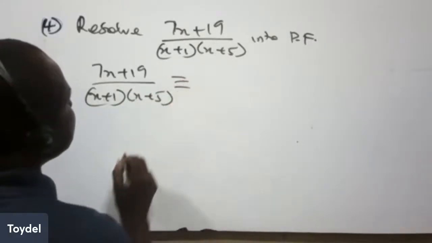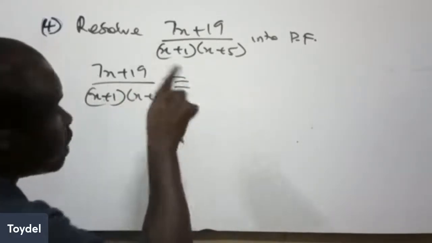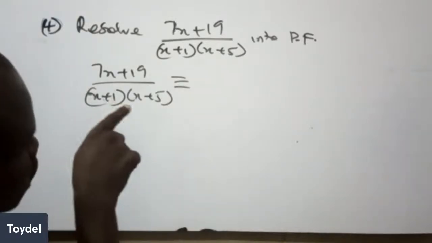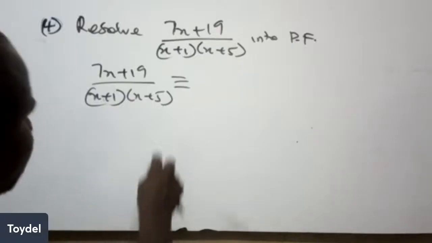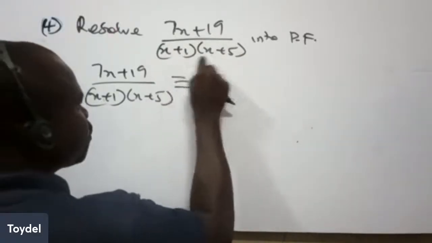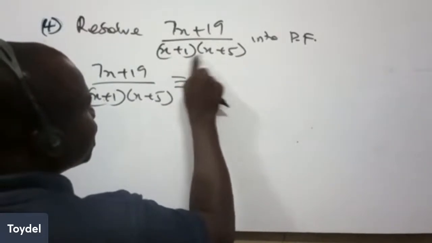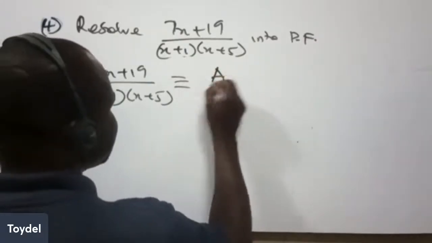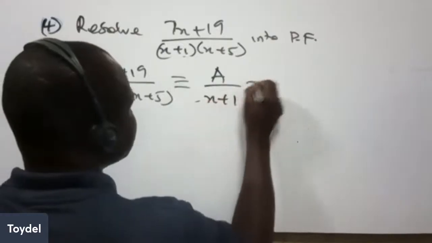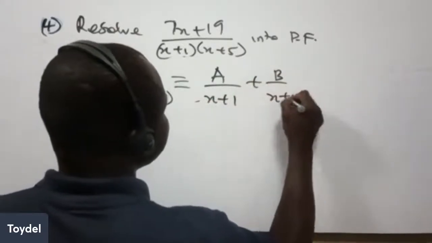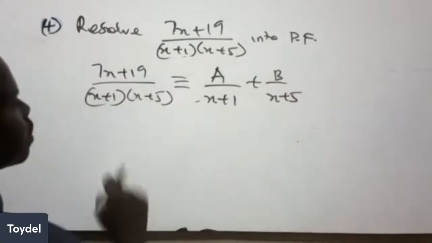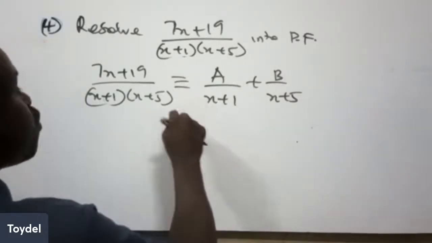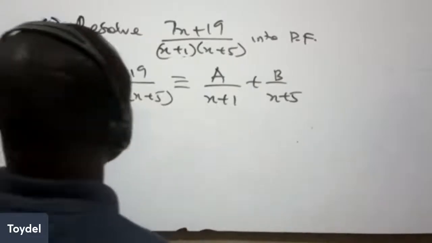If you want to resolve any compound fraction into partial fractions, you check the nature of the denominator, it will tell us what to do. In this case, we have two factors. These are linear factors. So if you want to resolve this, just say A all over (x + 1), then plus B all over (x + 5). At times you can have non-linear factors. There's a way to resolve it. So if you really want to know more about partial fractions, just check my video on partial fraction.